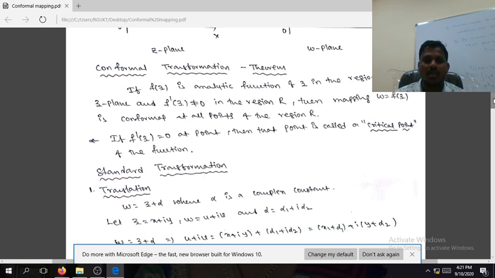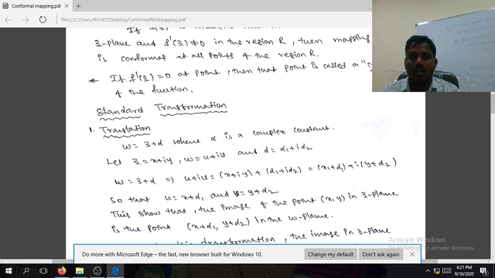Suppose I take z is equal to x plus iy, w is equal to u plus iv, and alpha is equal to alpha 1 plus i alpha 2. Here w is equal to z plus alpha, which implies u plus iv, that is u of x comma y plus i v of x comma y, is equal to x plus iy plus alpha 1 plus i alpha 2. Separating the real and imaginary parts, it is x plus alpha 1 plus i into y plus alpha 2.